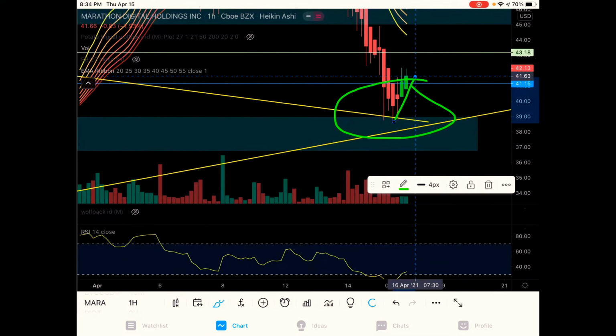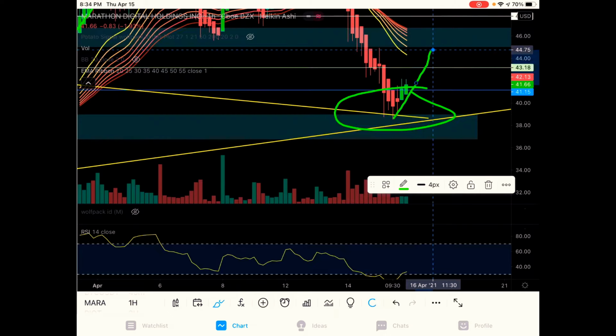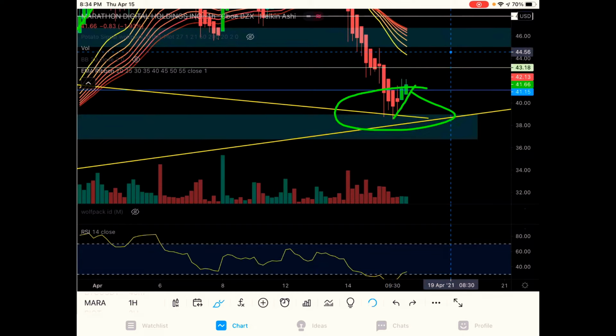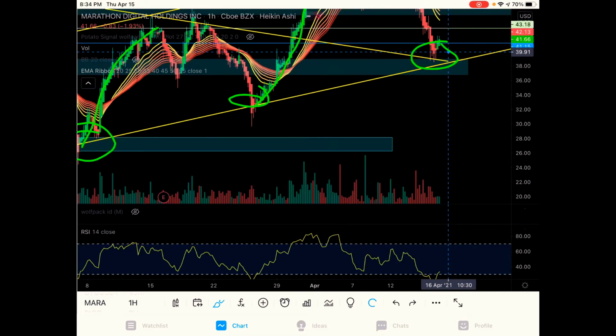So we could see some more potential rallying back up to our next resistance box here at $46, which we see our EMA ribbon coming towards, justifying that with some confluence right there. But Mara is still looking bullish. It just had a huge drop today, but as you can see, it's actually fluctuating within these prices. So nothing too out of the ordinary.